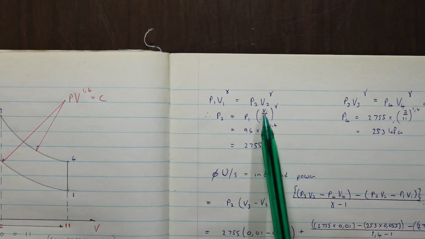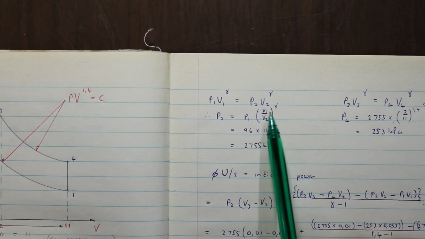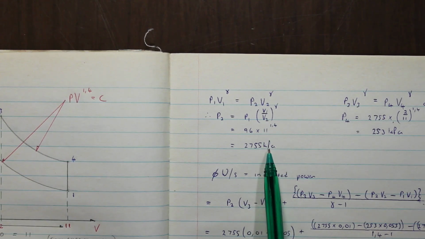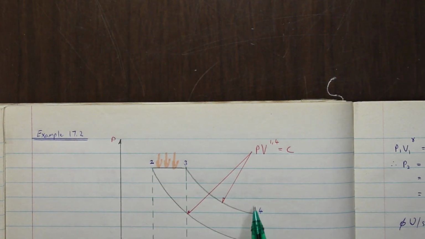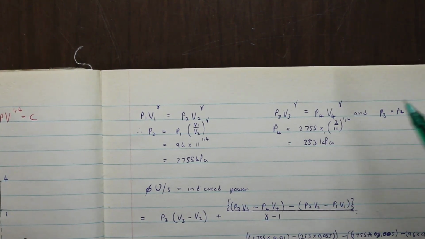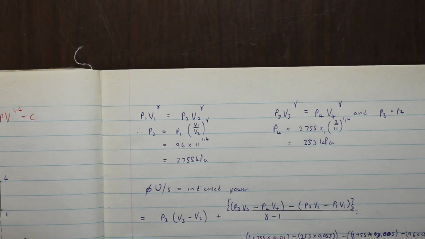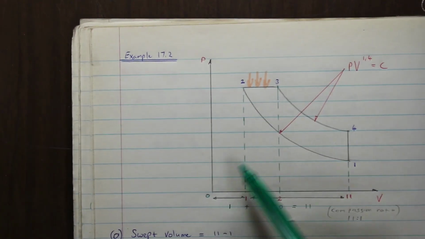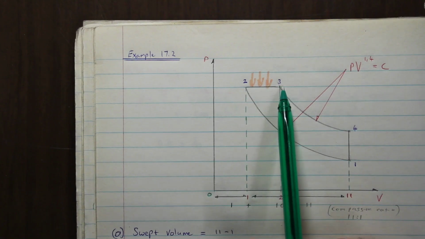Remember, again, we can use the compression ratio here because it's a lot easier just to put 11 in there. And then we can get P2. Then the same for the expansion, I should say. For the expansion, it's the same formula to get P4. Just take note here that V3 is, remember how many volumes that was? It was 2 volumes. And because you can see here, V2 is 1 volume, V3 is another volume.